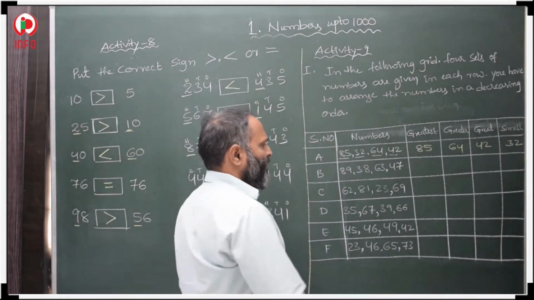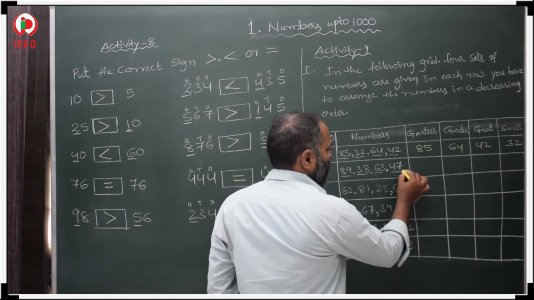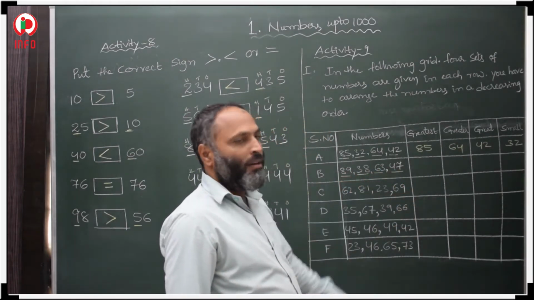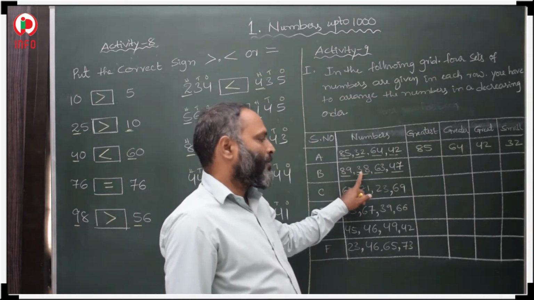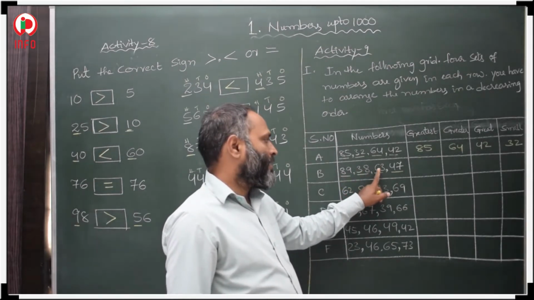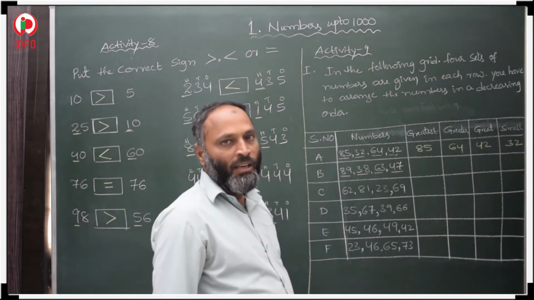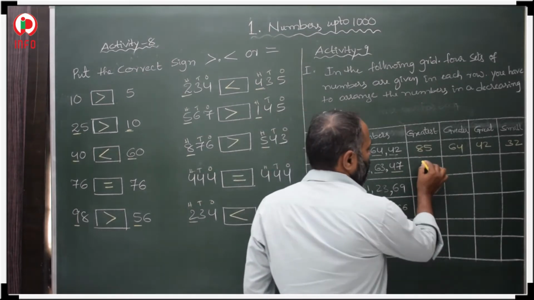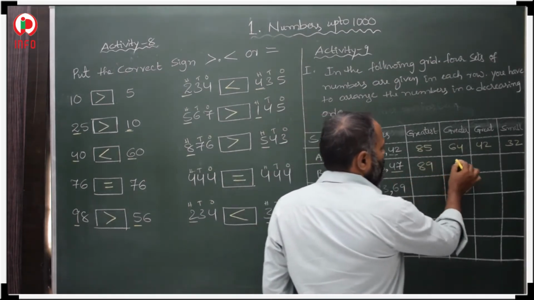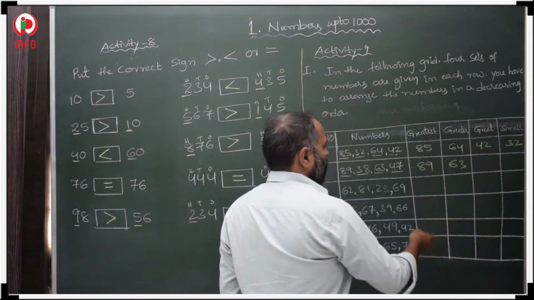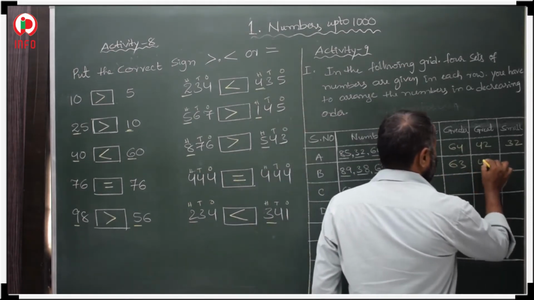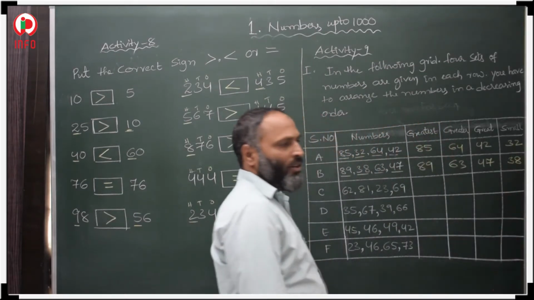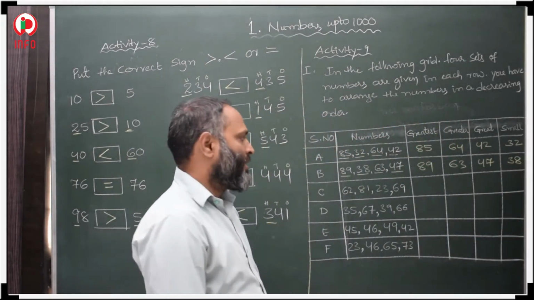In the same way we have to arrange this set of numbers: 89, 63, 47, 38. In the tens place 8 is there, in the tens place 3 is there, in the tens place 6 is there, in the tens place 4 is there. It means 8 is the biggest number. First we have to write 89. A little bit smaller is 63. That means greater. And great number is 47. And the small number is 38.